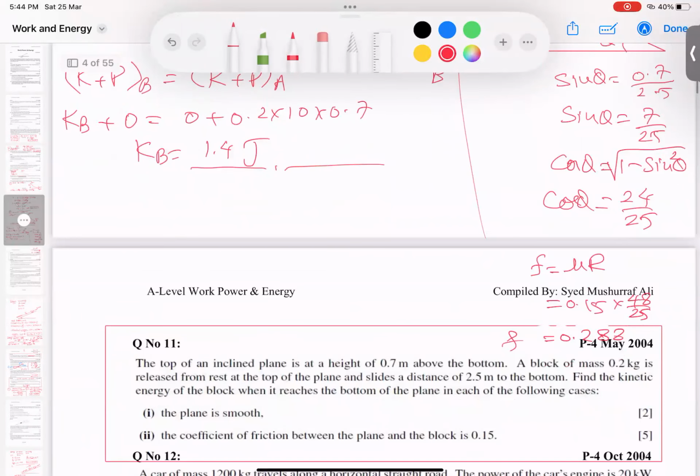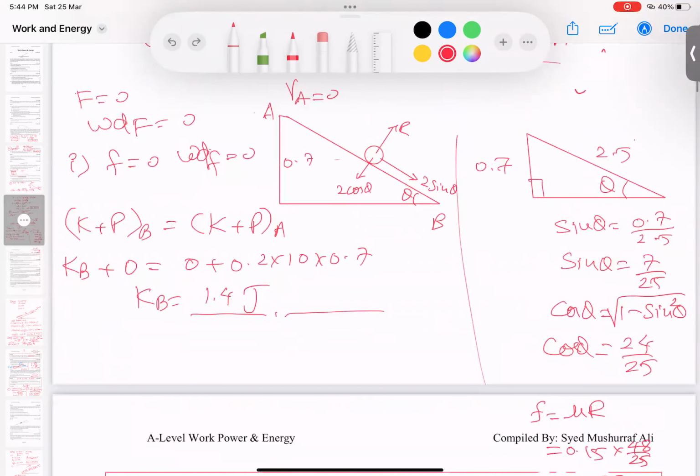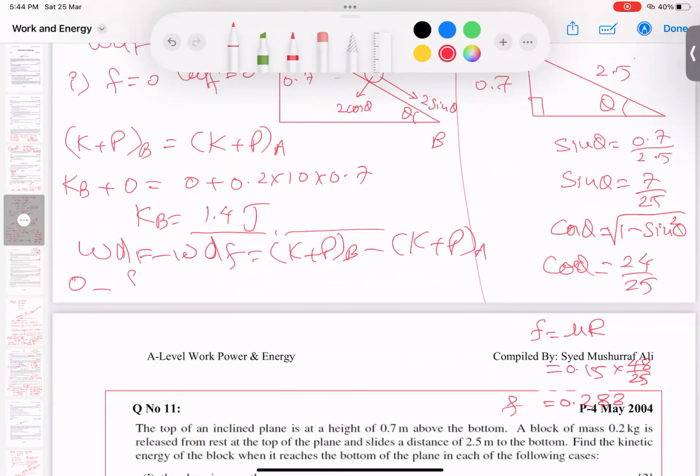Now, what question is he asking? He is asking again, kinetic energy at B is the target. So again, I apply the magic formula: work done by applied force, work done by frictional force, kinetic plus potential energy at B minus kinetic plus potential energy at A. This is 0 for sure, and there is small f into d. I write values directly. Small f is 0.288 into d. Distance is given, 2.5 meters. Kinetic energy at B is the target, and potential energy at ground level is 0.